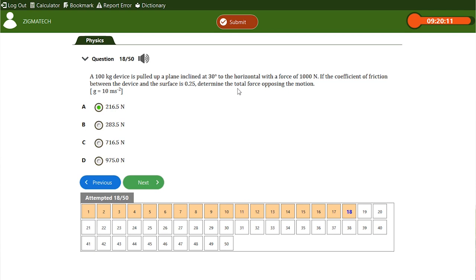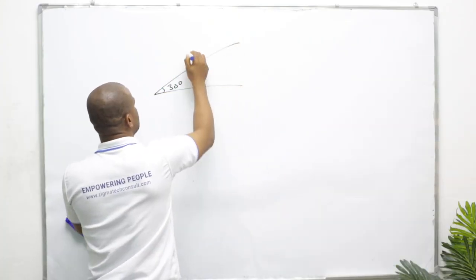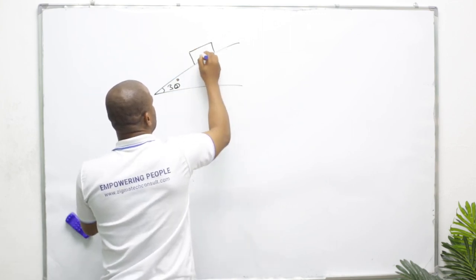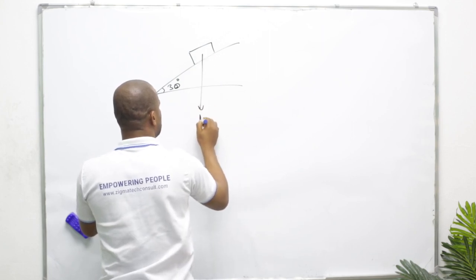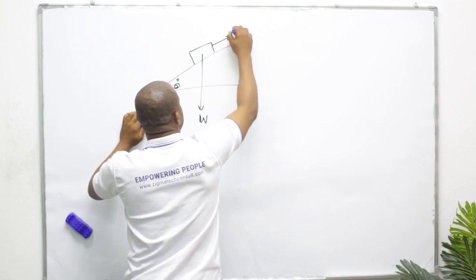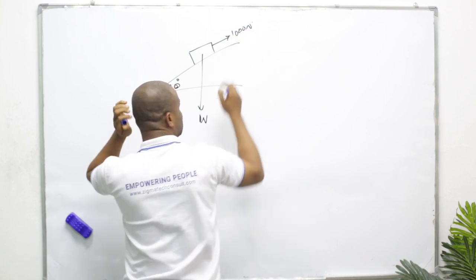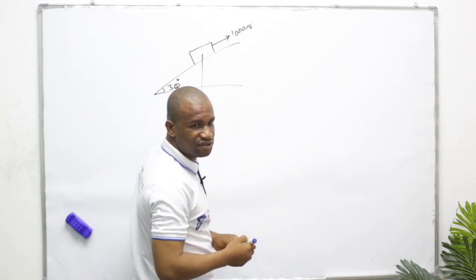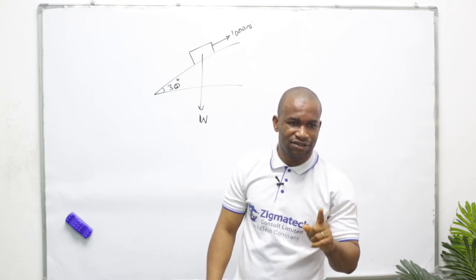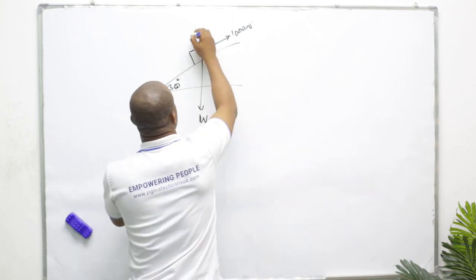Okay, let's say that this is my inclined plane, 30 degrees. There must be a weight acting downward, and there is a force pulling it upward. So let me call that force, the force is 1,000 Newton, because they said pulled up a plane inclined to the horizontal with a force, pulled up with that force, 1,000 Newton.